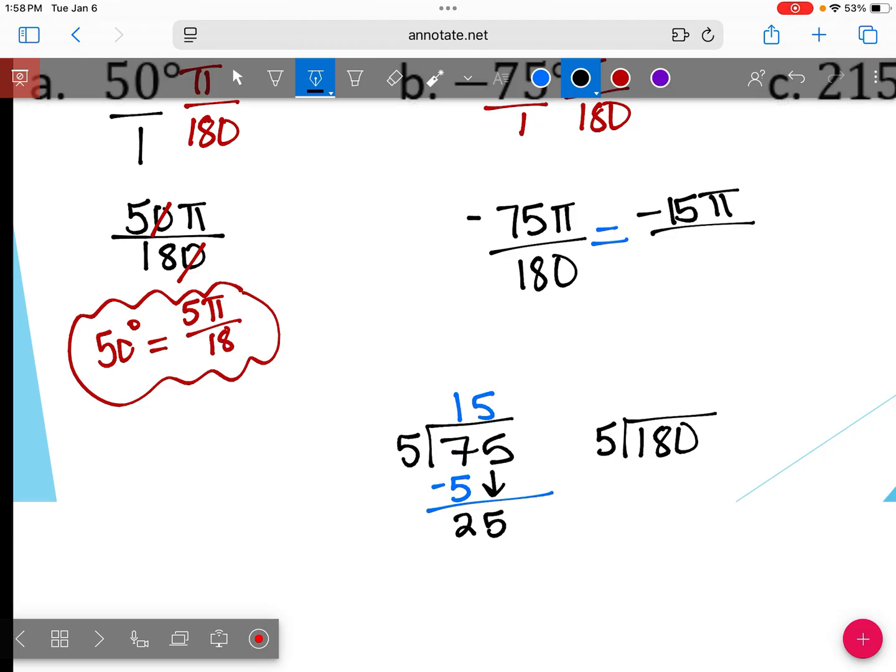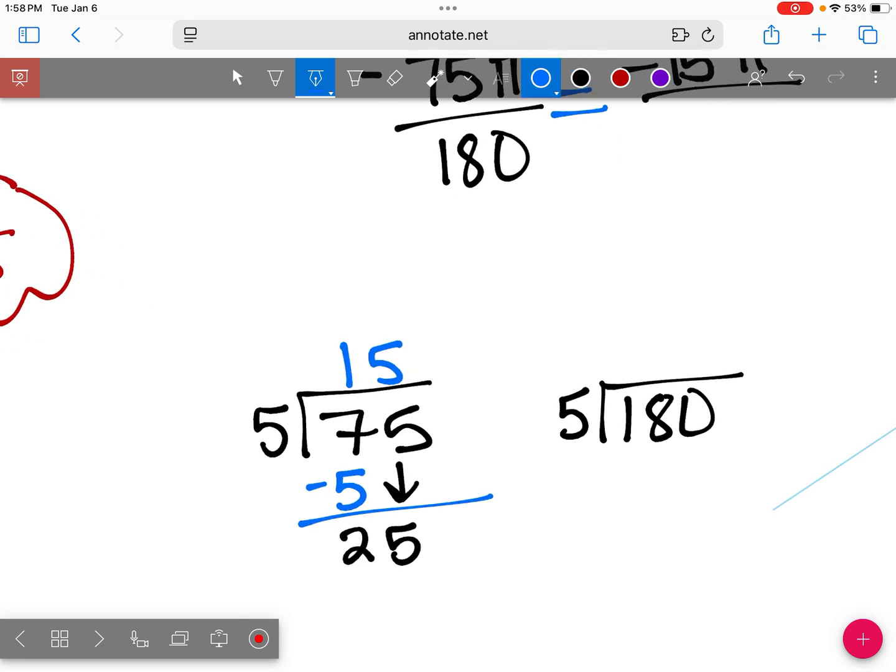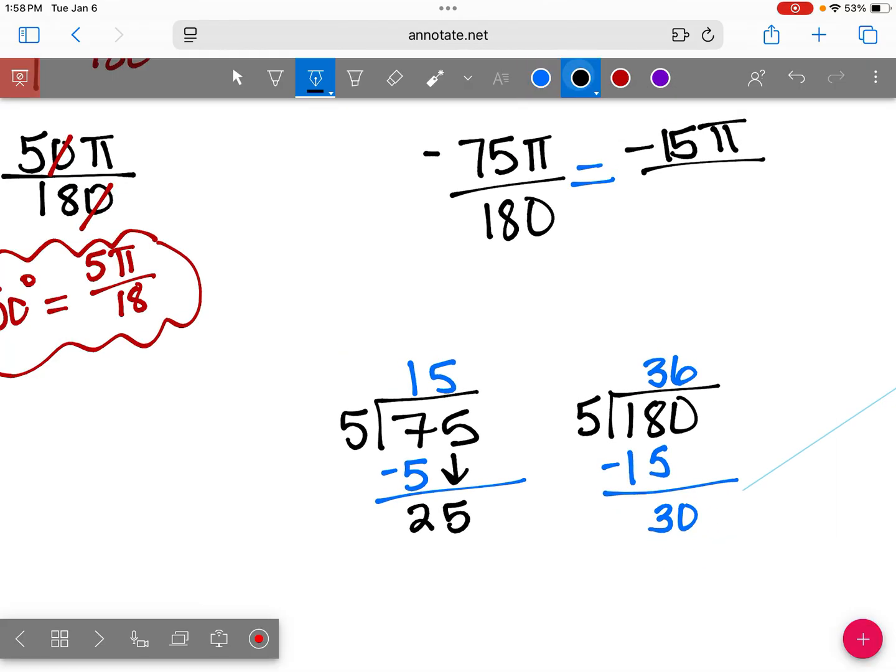Now let's do the 180. 5 can't go into 1, but 5 can go into 18 3 times. 18 minus 15 is 3. 5 goes into 30 6 times. A lot of times you will have to take 180 divided by 5, so you'll just automatically know that it's 36 without doing it because you're going to do it so much.